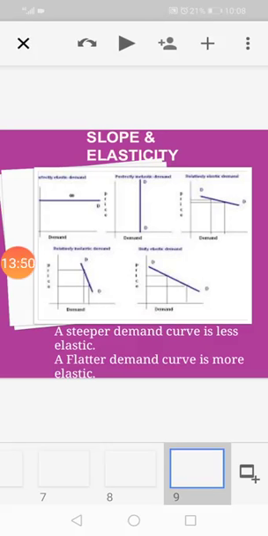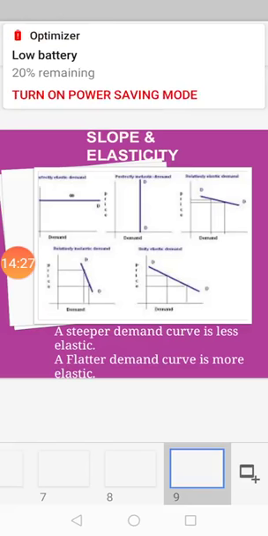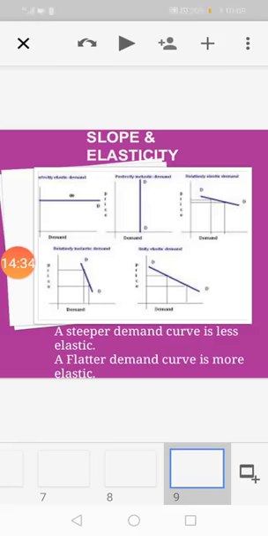So in all the 5 cases, these are all demand curves. The slopes are different. In the third case, it is flatter. In the first case, it is a horizontal line. In the third case, it is relatively flatter. So the first one is perfectly elastic. Here, the slope is 0. In the first case, when the slope of the line is 0, elasticity is infinity. It means a steeper demand curve is less elastic, a flatter demand curve is more elastic.